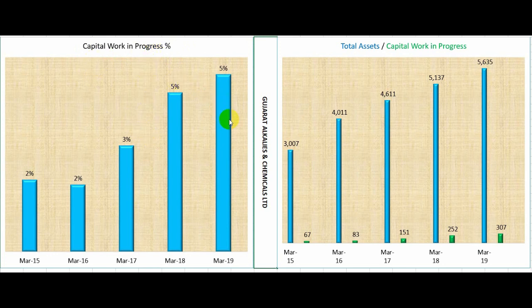So capital work in progress as a percentage of total assets is just 5%. So only 5% of the total balance sheet size has work going on in terms of fixed assets. The total balance sheet size is 5,635 crores, against which the capital work in progress is only 307 crores. So we can expect that an additional 307 crores of assets will get added to the net block, which we saw earlier in the previous graph.